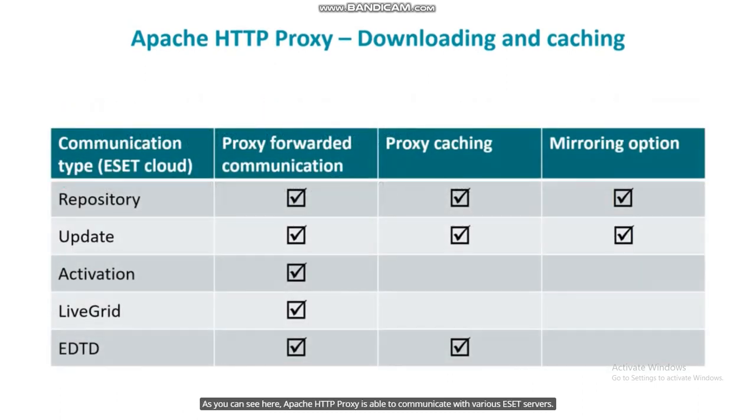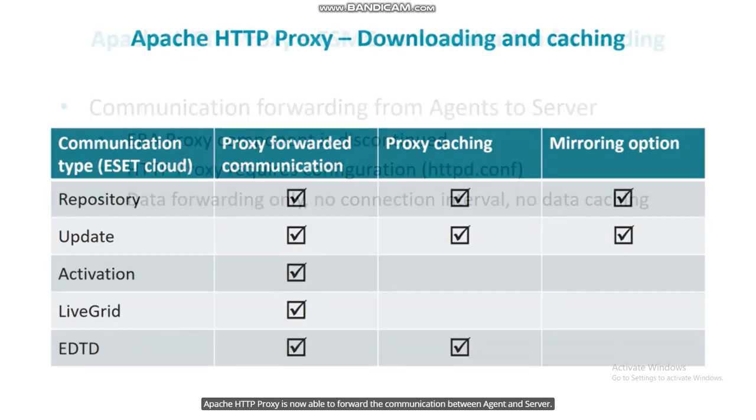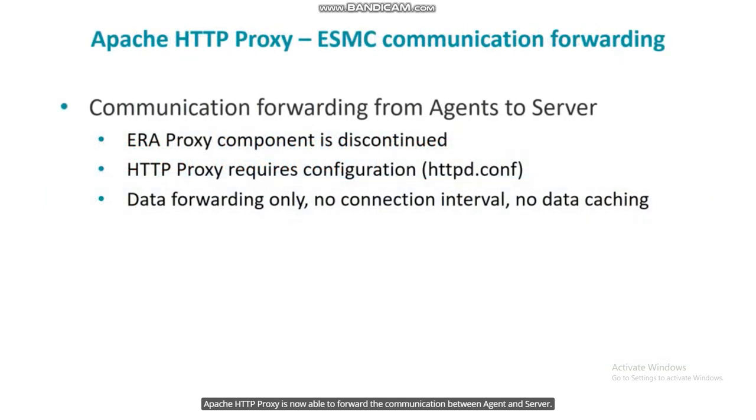As you can see here, Apache HTTP proxy is able to communicate with various ESET servers, like repository, update servers, activation, LiveGrid and EDTD servers. It's also able to download and cache updates and installers of products. Apache HTTP proxy is now able to forward the communication between agent and server.